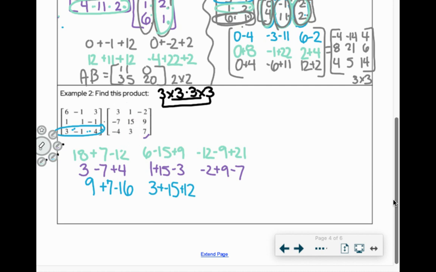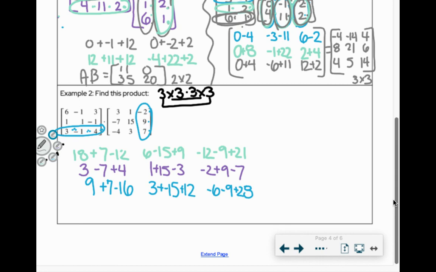Last column, last row, last column, and then we're done. 3 times negative 2 is negative 6. Negative 1 times 9 is negative 9. 4 times 7 is 28. Whew, talk about one that's way easier to do if you are not using a calculator for every tiny little operation. All right, let's go ahead and add these together.